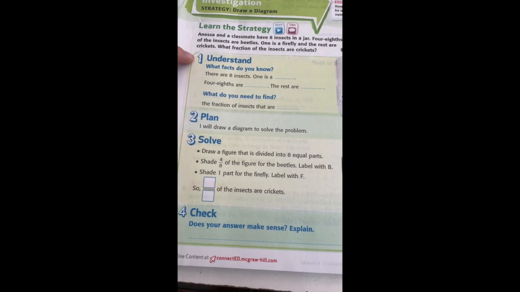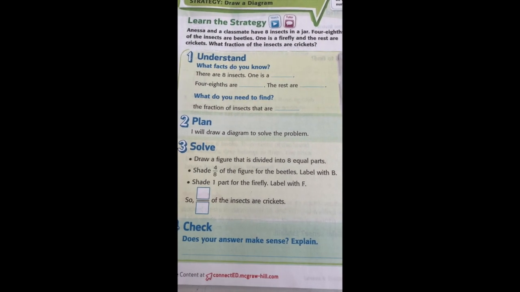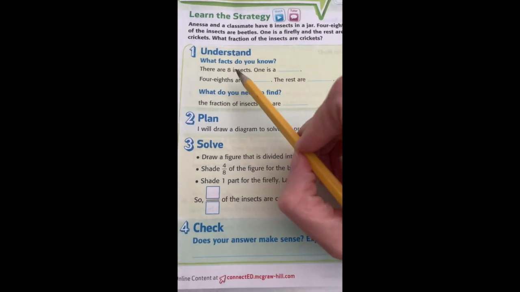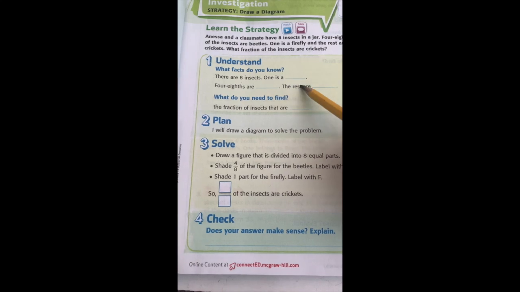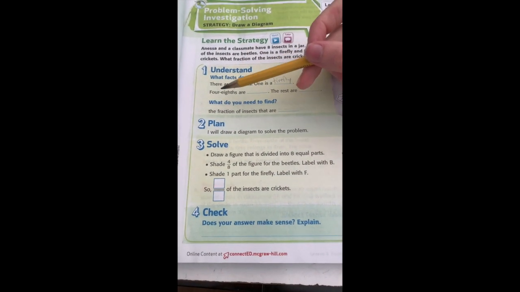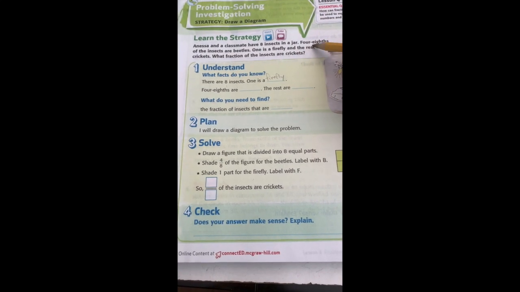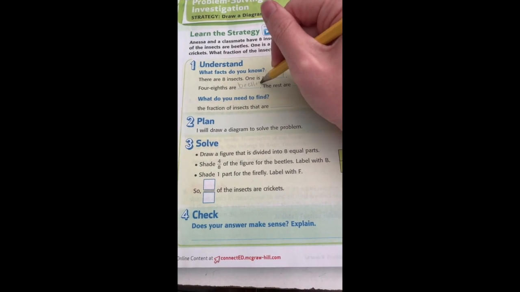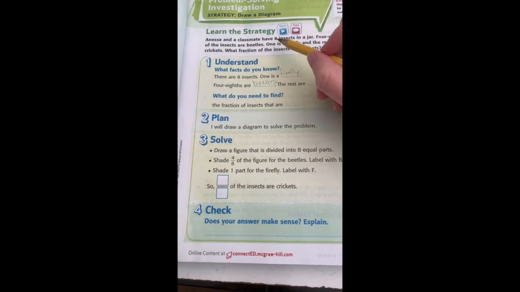So step 1, it says, understand. What facts do you know? That's always a great first step with word problems, is you write down what do you already know. So we know that there are 8 insects. 1 is a what? Well, let's go back in the problem and read where it says 1 is a firefly. We know that. 4/8 are blank. Here it says 4/8 of the insects are beetles. The rest are what? The rest are crickets. Notice how it's written right here in your problem. You just have to read it carefully.